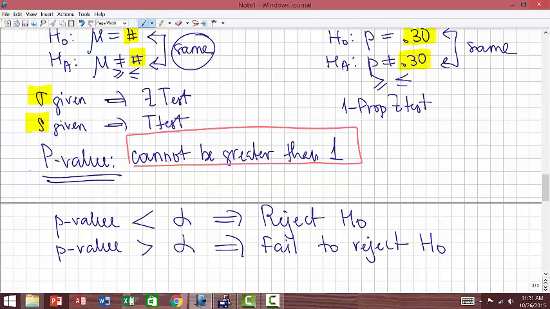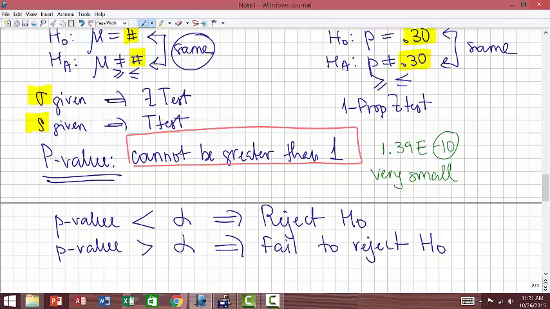So always compare your p-value to alpha. Now, what is the situation where p-value can seem greater than 1? Well, let's say you get something on your calculator that looks like this: 1.39 e to the negative 10. This is actually a very small number. This negative 10 means that there are 10 zeros over here.